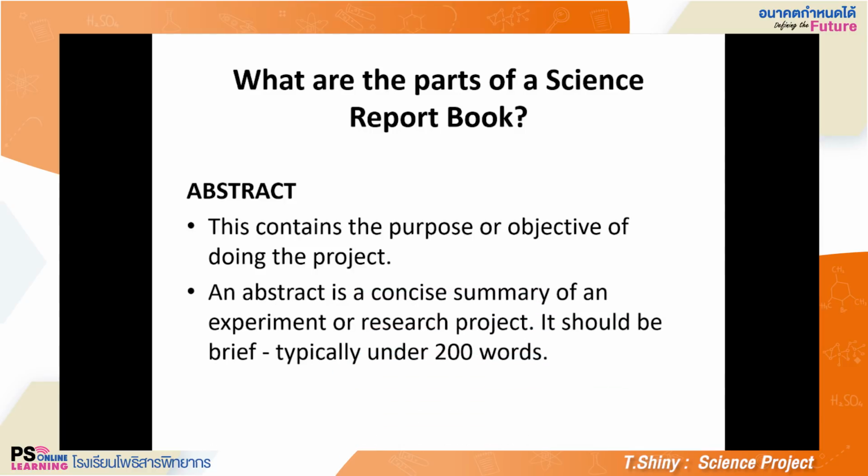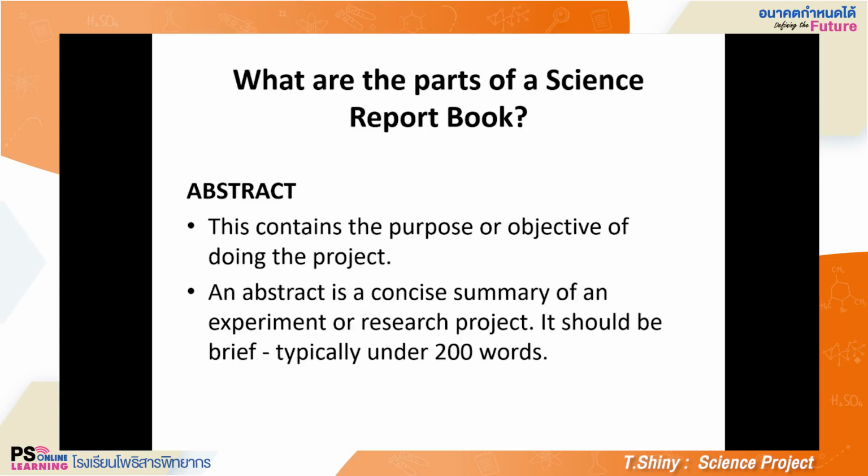Now, an abstract is a concise summary of an experiment or research paper. And this part should be brief, typically under 200 words. So the abstract is the part of the science book report that when a person reads the abstract, the person already knows the content of the science book report. The purpose of the abstract is to summarize the research paper by stating the purpose of the research, the experimental method, the findings, and the conclusion.